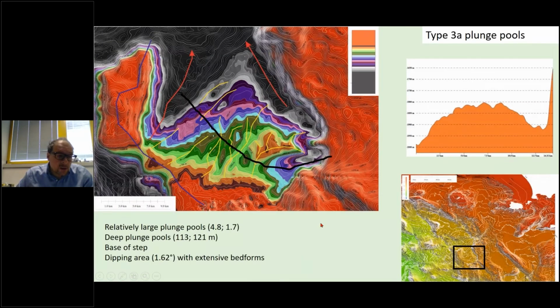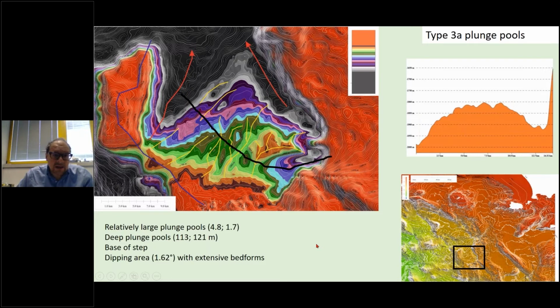So we can go to the third type of plunge pool, and you see that in this case we have again a very big structure. They are as deep as 100 meters, and downslope from this plunge pool, which is located again at the base of this escarpment fed by this canyon, you see that we have the development of this extensive field of bedforms. And this is a dipping area. The dip is 1.62 degrees, so it's not very steep. And I think this is a depositional area, and I interpret this as a fan.